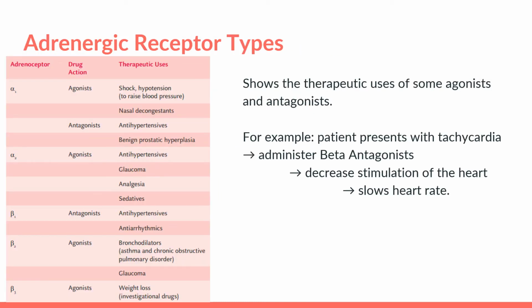This table shows the various therapeutic uses of agonists and antagonists. For example, if a patient presents with tachycardia, which is a faster heart rate, we can administer beta receptor antagonists as a means of pharmacotherapy. These beta antagonists would decrease stimulation to the heart and thus slow down the heart rate of the patient.